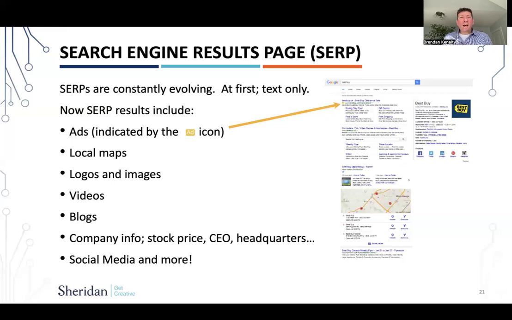So when you see ad or you see sponsored, that means that's a paid ad, and you can actually buy that spot. So you can pay to get in front of a user that's searching for something. And then the rest of this content is organic content. It could be maps, images, videos, blogs, all sorts of things basically related to what the user is searching for.